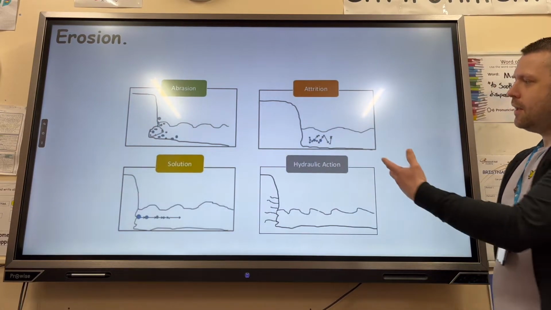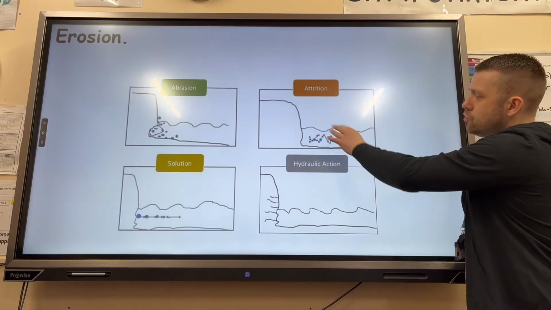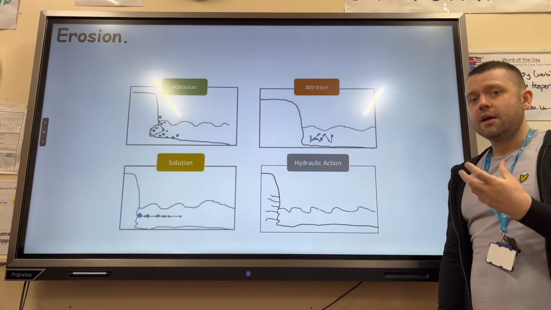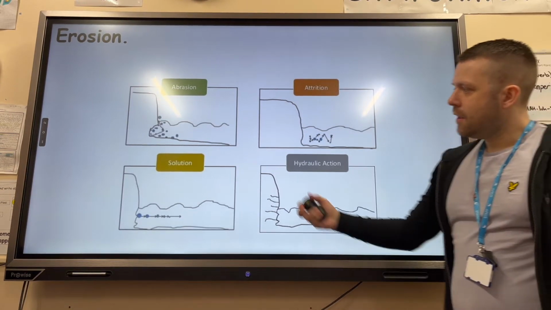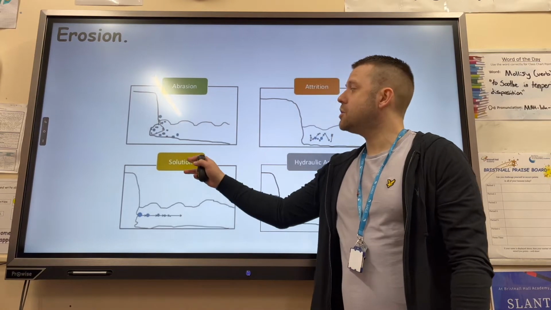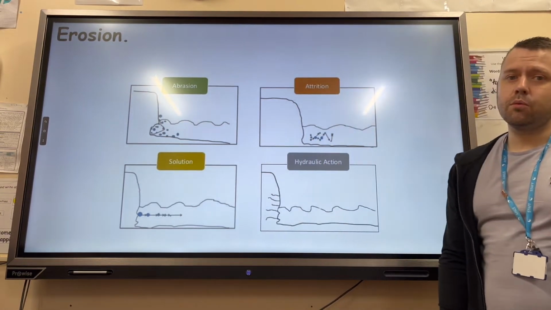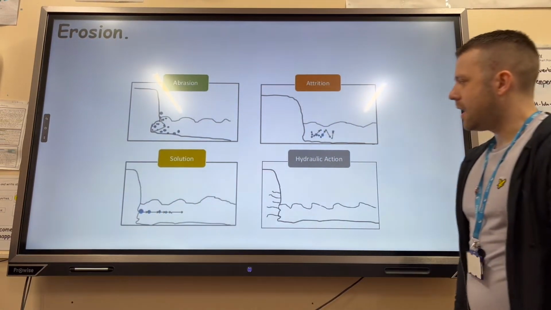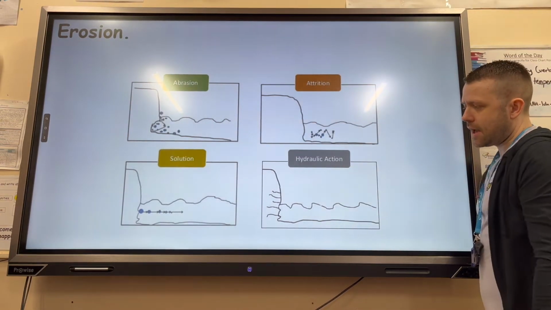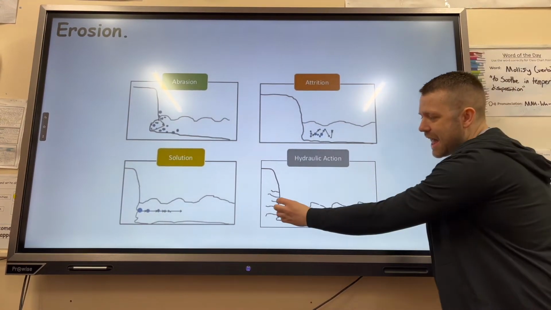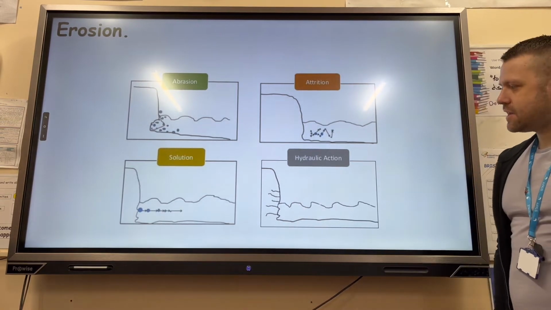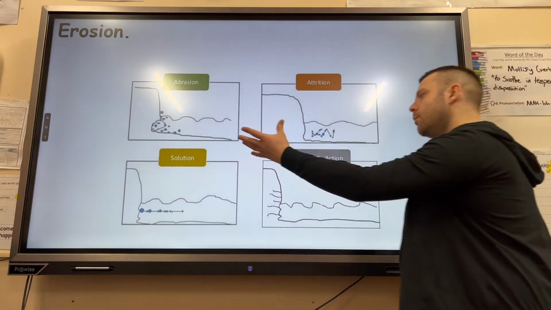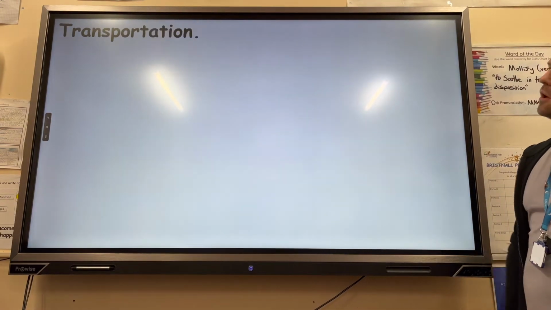The next example we can use is attrition. Attrition is when sediment in the sea collides with each other, and as it bangs into each other, it breaks apart, getting smaller and rounder. The next example is to do with a chemical change, and it's called solution. Slightly acidic seawater dissolves rock, especially calcium carbonate, again making sediment smaller and rounder. And then finally, hydraulic action. The shear force of the wave traps air in cracks in the cliff. This is called cavitation, and over time the shear force of the water causes the cliffs to erode and collapse, and when a large section of cliff collapses, it is called mass movement.